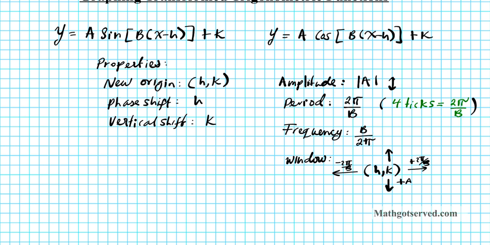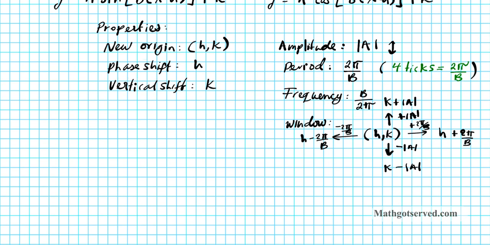So plus or minus a: minus the absolute value of a goes on the bottom, and plus the absolute value of a to the top. That will be the setup for your window. In this case you have h plus 2 pi over b, that's how far you go to the right, and then to the left, h minus 2 pi over b. You go up k plus the absolute value of a, and down k minus the absolute value of a. This helps you set up your window so you can graph your function with ease.